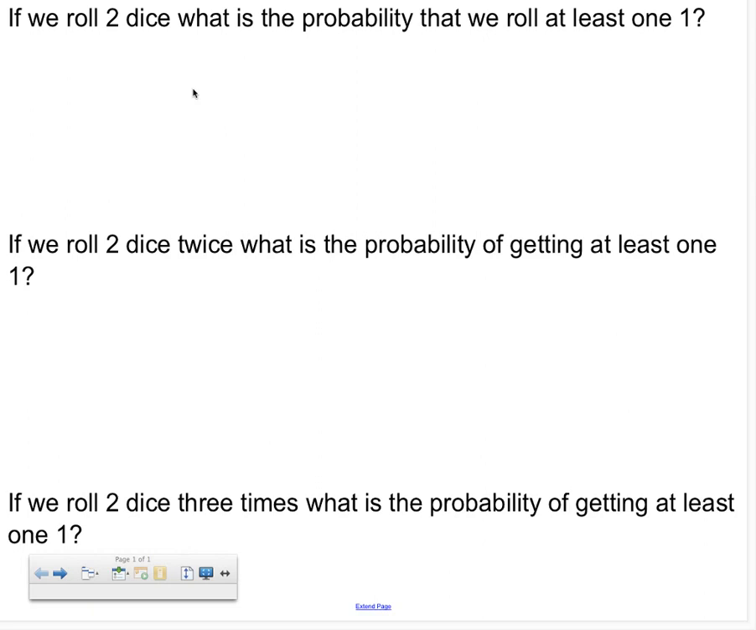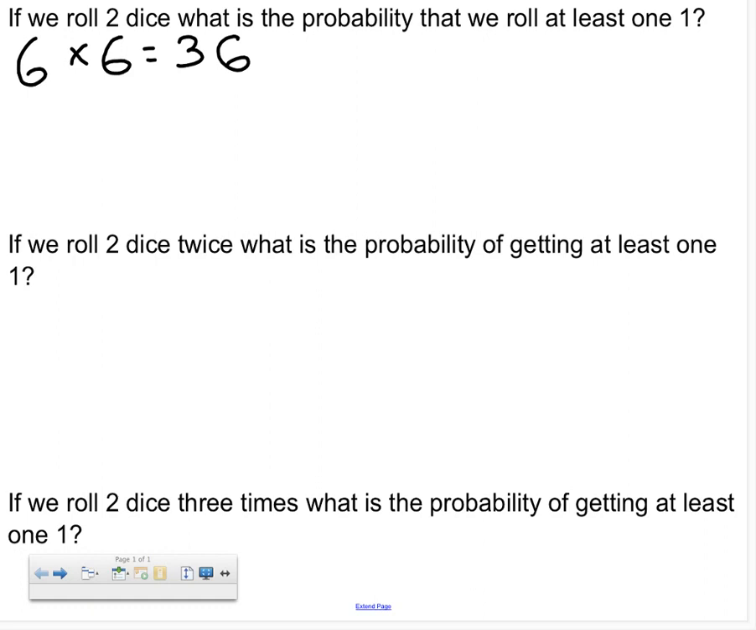So if you think about it, all the possibilities of rolling 2 dice, well, there's 6 possibilities for the first die, I should say. 6 possibilities for the second die, 36 possibilities total. Okay? We want to figure out all the possibilities that have a 1 in them. Okay? We want to figure out all the possibilities where we roll a 1.